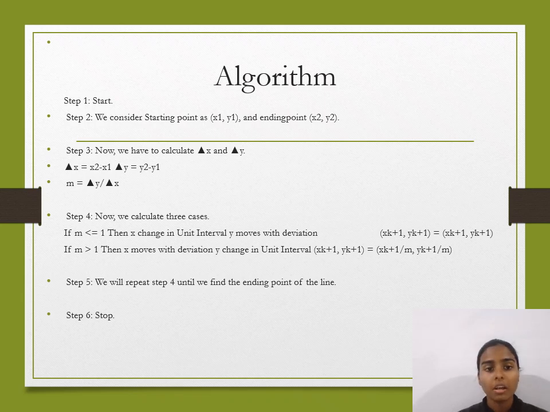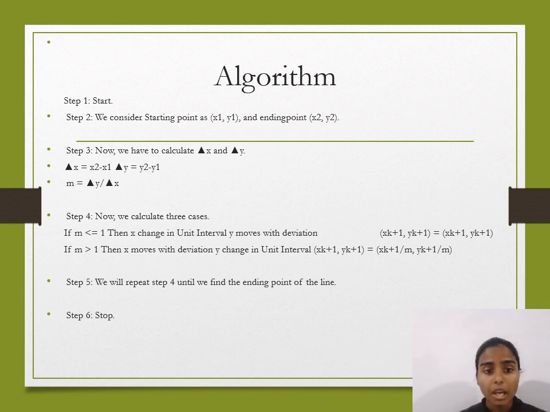M is the slope. We calculate m equals delta y upon delta x. In step 4, we have to consider cases. In case 1, if m is less than or equal to 1, then x changes in unit intervals, y moves with deviation. xk plus 1, yk plus 1 equals xk plus 1, yk plus 1.